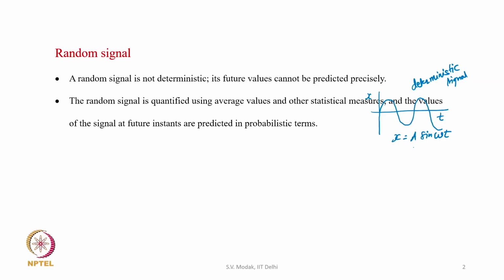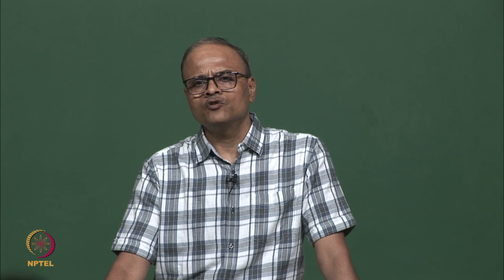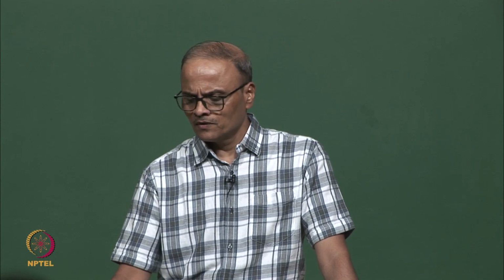Therefore, the random signal does not follow any specific law by which it varies. That is why the random signal cannot be quantified by any deterministic law. While we use average values and other statistical measures to quantify the characteristics of the random signal, the future values of the random signal cannot be precisely predicted, but can only be predicted in probabilistic terms. So now, is it possible to obtain the frequency domain representation of a random signal?